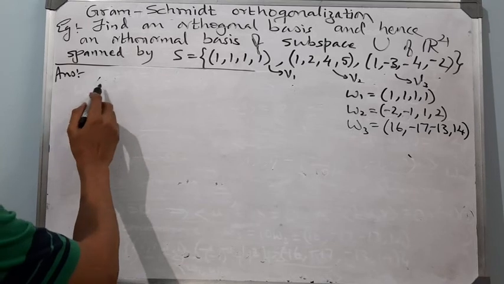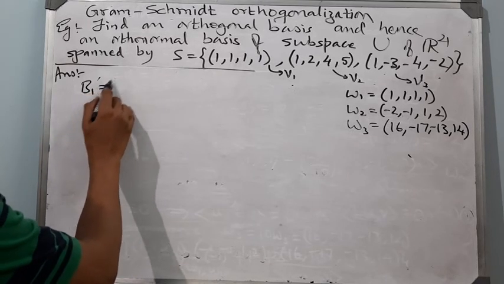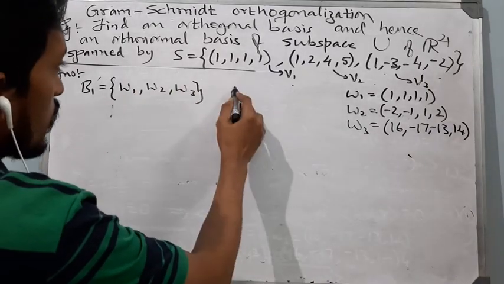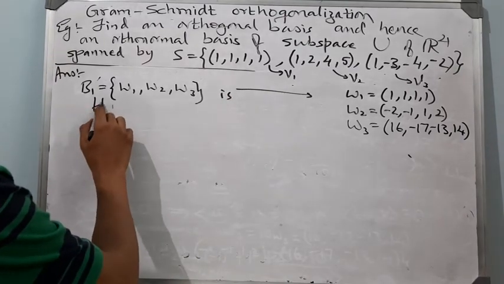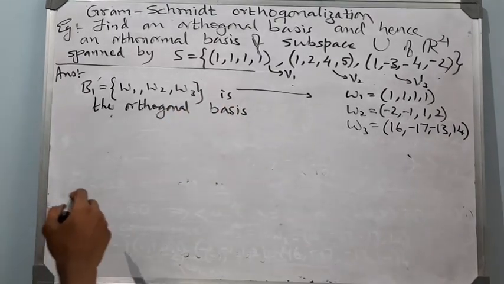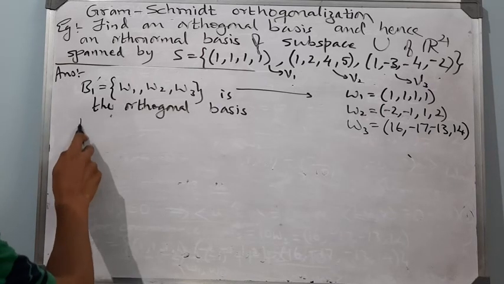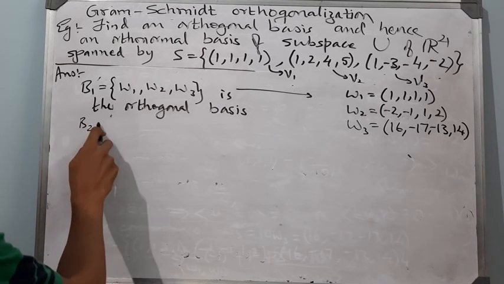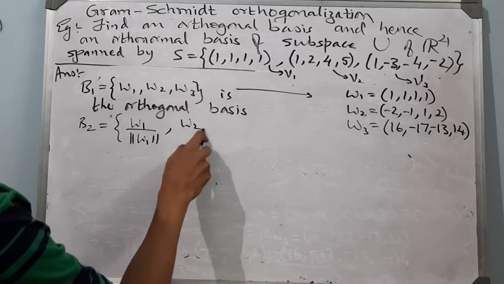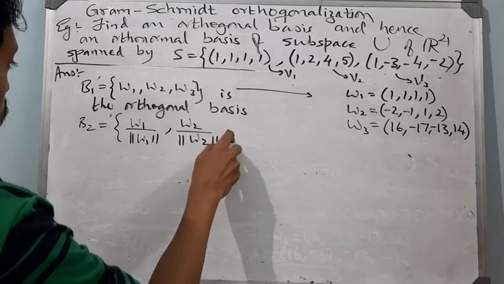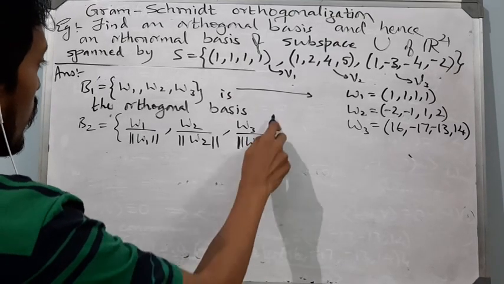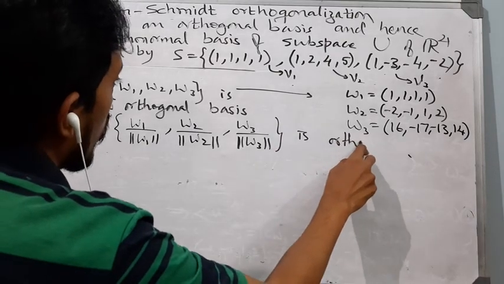Now to find the orthonormal basis, W1, W2, W3 given here is the orthogonal basis. So B2 equals W1 by norm W1, W2 by norm W2, W3 by norm W3. This will be the orthonormal basis.